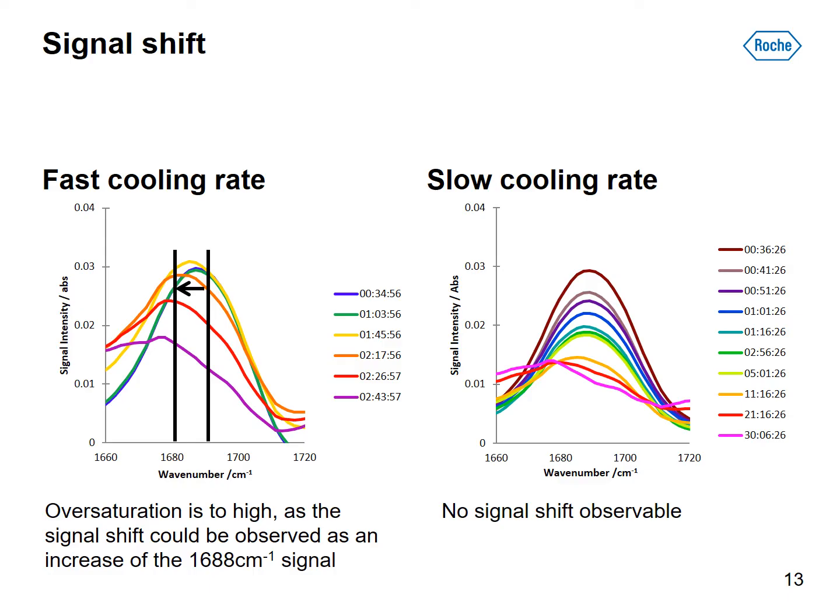Like in the experiment before, we had a look at the signal at 1688 wave numbers. In the experiment with the slow cooling rate, the signal smoothly decreases and doesn't show any shift. While on the other hand, the experiment with the fast cooling rate shows again the shift of the signal to lower wave numbers. A possible cause could be that at the secondary nucleation, which occurred with the fast cooling rate, one more time a solvate was produced.